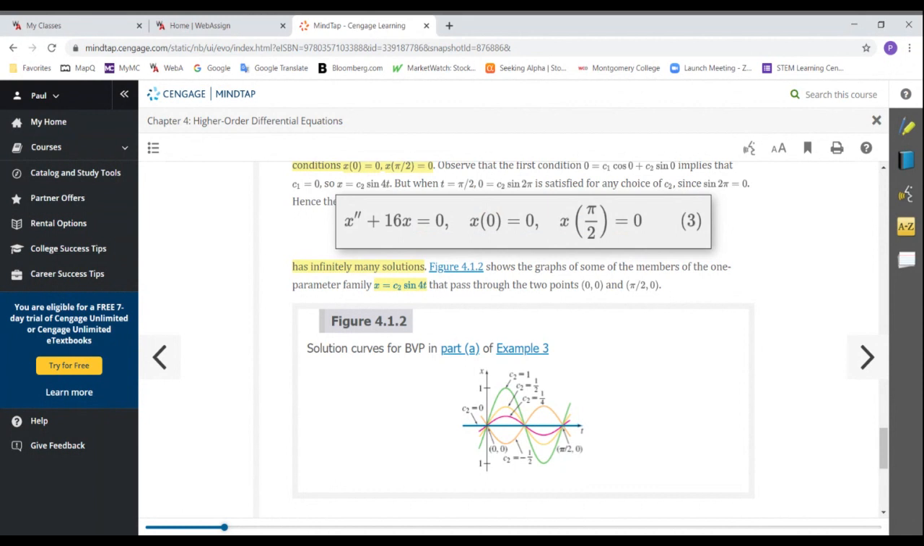It can have no solutions, it can have one solution, or it can have many solutions. Okay, and so it's something that you should be aware of. They come up prominently in the textbook again in section 5.2. That's where they study applications of boundary value problems.